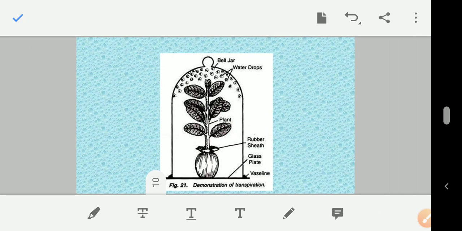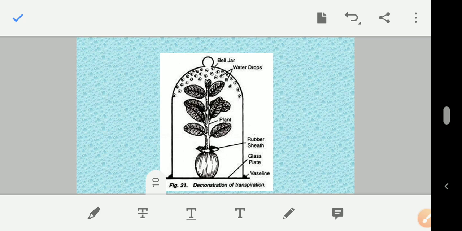This particular experiment show the transpiration. So what could be the question? Name the physiological process shown in this diagram. Transpiration. What is transpiration? Transpiration is the loss of water from the aerial parts of the plant in the form of water vapor. Water vapor mandatory. Aerial parts mandatory. What is your observation?